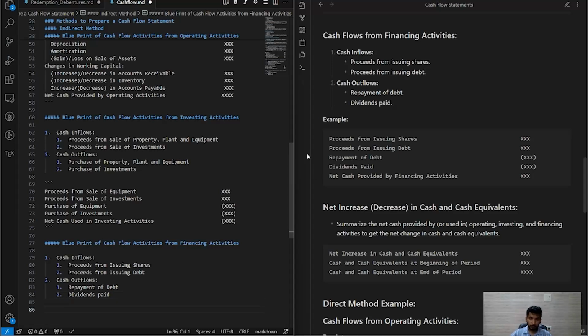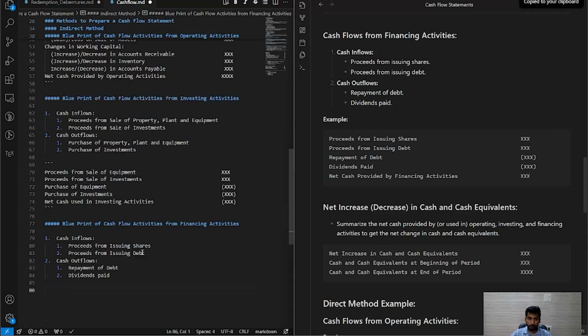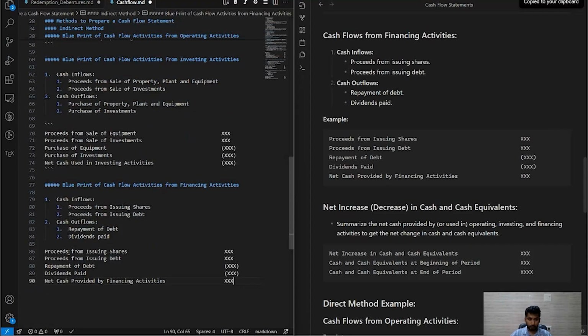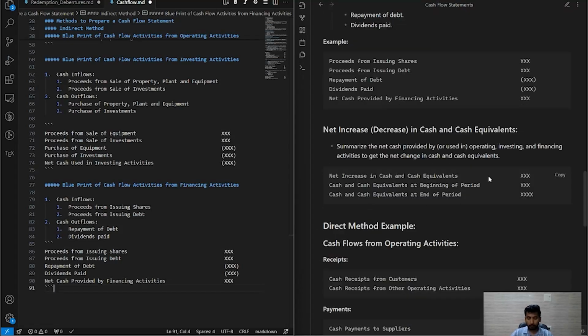And this is how the format of an investing activity should look. Next up, we look for the net increase, or in the negative sense, decrease in cash and cash equivalents.